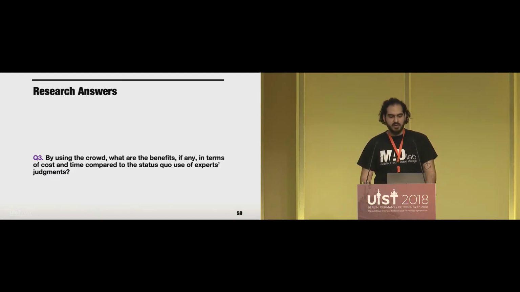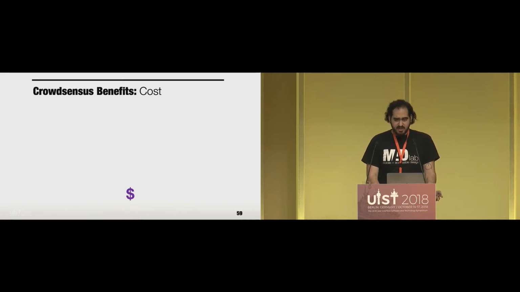Finally, to answer our third and last research question: by using the crowd, what are the benefits, if any, in terms of cost and time compared to the status quo use of expert judgments? As far as cost goes, we saw that Crowdsensus was actually comparable to the experts, where per referent we paid experts $5. The Crowdsensus approach was almost about $6.